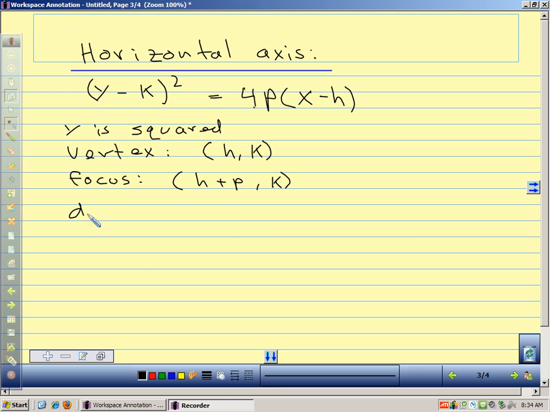Our directrix is going to be the line y equals k. I'm sorry, that's the axis. Our directrix is x equals h minus p. So we move horizontally p units from the vertex to get to the focus, and we move horizontally the opposite distance to get to the directrix. The axis is y equals k.